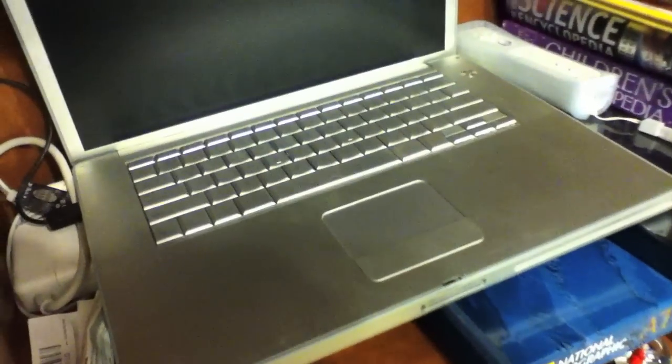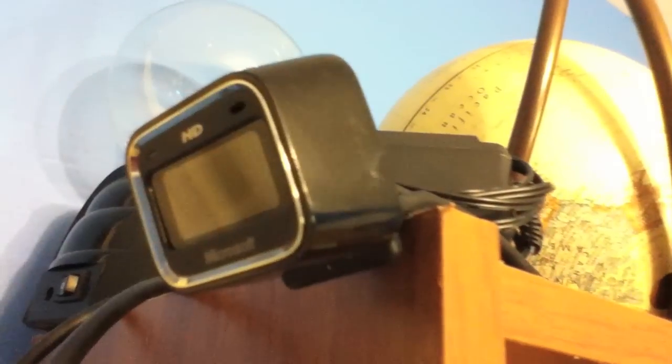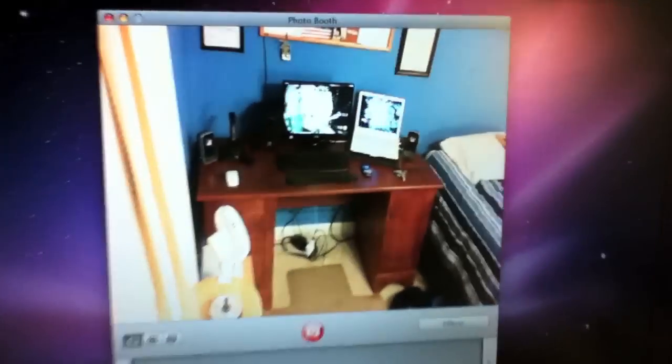Then over here we have the 1.67 GHz 15-inch aluminum PowerBook G4, which is connected through these wires back up here to the Microsoft LifeCam HD-5000, which is used as a security camera to view my desk, which the actual angle is here. So that is what the angle is.